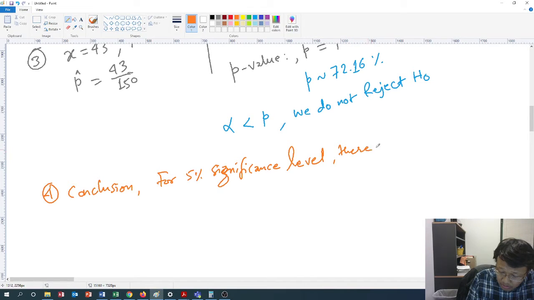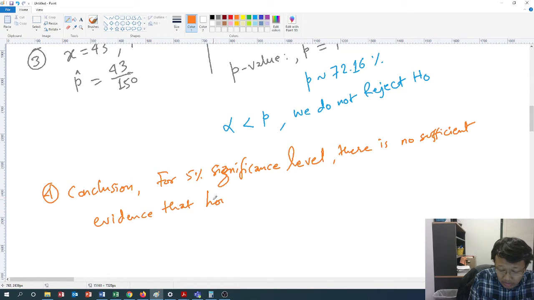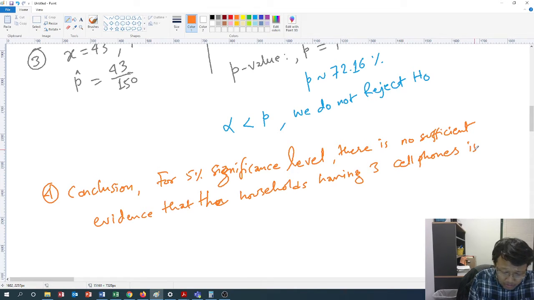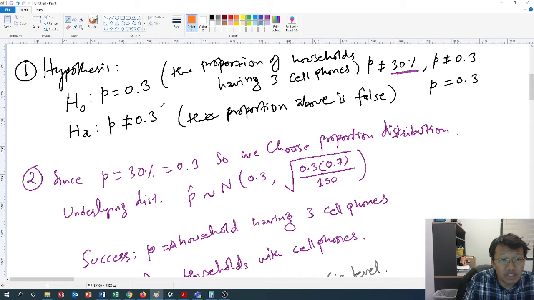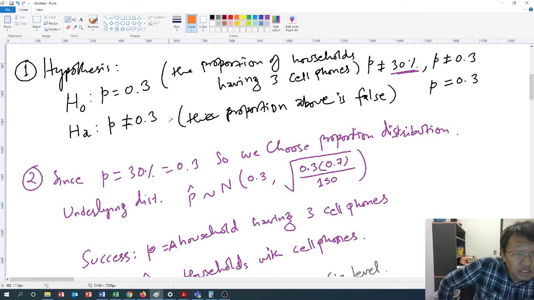There is no sufficient evidence that the proportion of households having 3 cell phones is not 30%. Okay, since we do not reject the null hypothesis, we are actually rejecting the alternative hypothesis. There is not enough reason to say that the proportion of households having 3 cell phones is not 30%. Okay, so that's it.